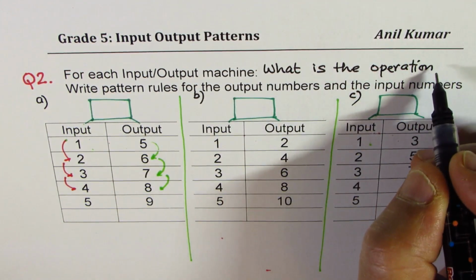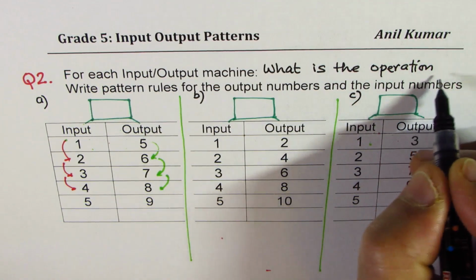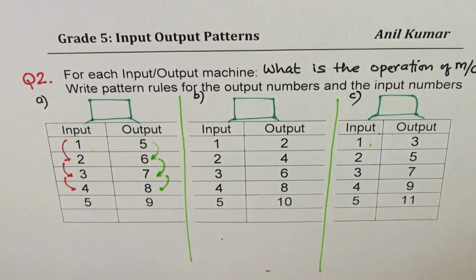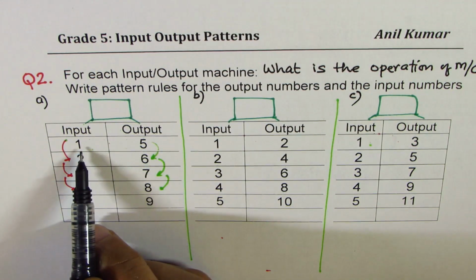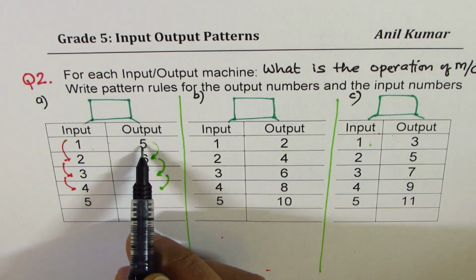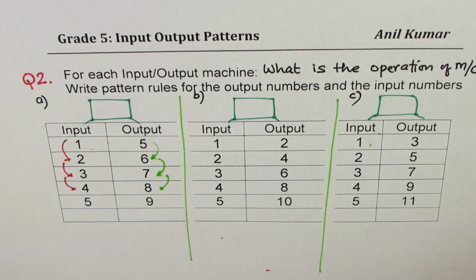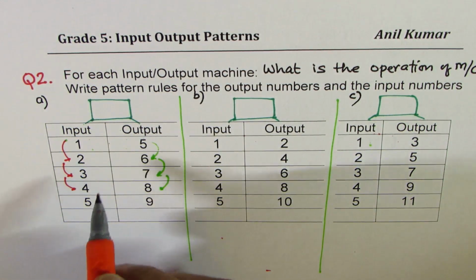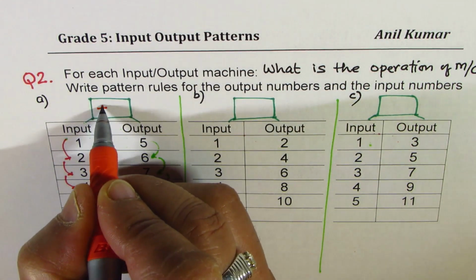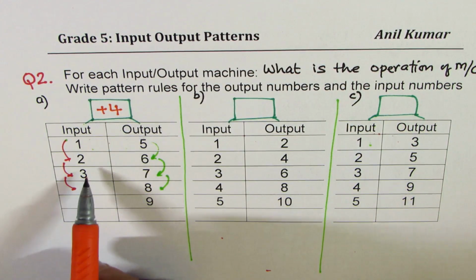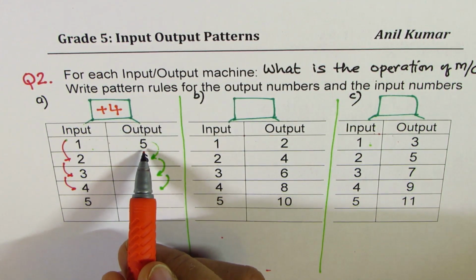What is the operation performed by the machine, right? Let me write the machine as this. Is it okay? So in this case, what happens? 1 is fed, you get output as 5. So what is happening here? Well, we are increasing the number, right? 2 is fed, you get 6, you add 4. So in this case, the machine is adding 4 to each input to give you the output, correct?